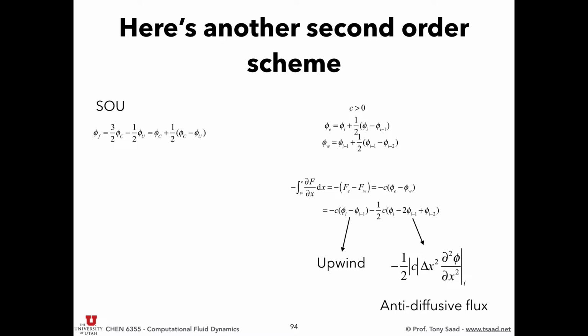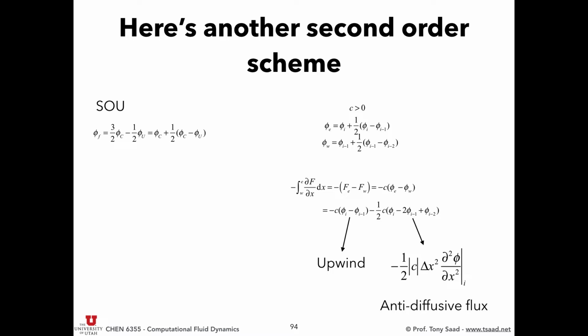Now look, in this case, this is phi c minus phi u. Previously, we had phi d minus phi c, right? So we're changing things, but the point is when you have a difference like this, that is actually an anti-diffusive flux. But in this case, this anti-diffusive flux is at I minus 1. It's the second derivative at I minus 1, but it also has a negative diffusion coefficient. Okay? So this is the case for the second order upwind.